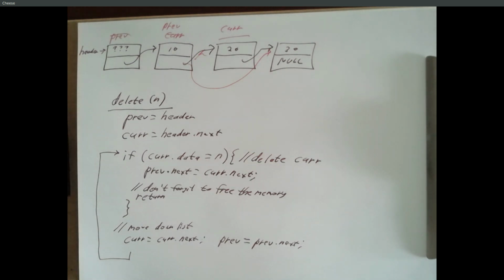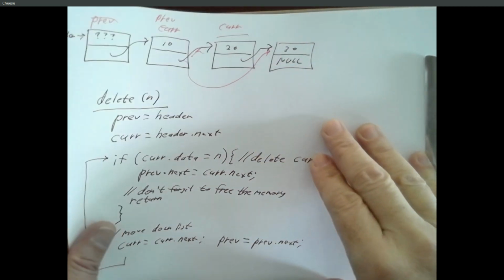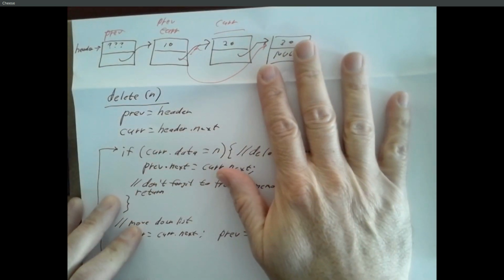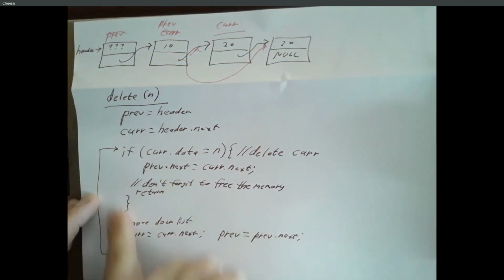All right, so delete makes sense. So let's do the same thing for insert. And like I say, for delete, we can assume that the number is in the list. We can search for it first, so we know that we're going to eventually find where current data equals n.